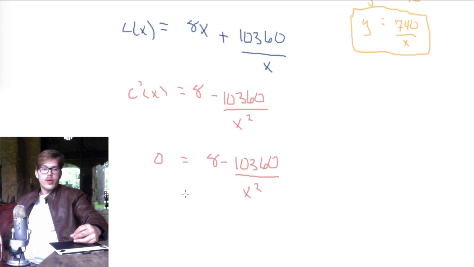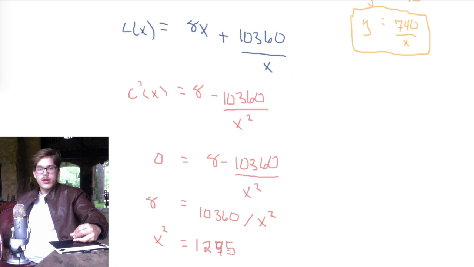We can move our negative term over and we will get 8 equals 10,360 divided by x squared. We can multiply by x squared on both sides and then divide by 8 on both sides, and whenever we do that, we're going to get x squared equals 1,295. Again, feel free to check my math.